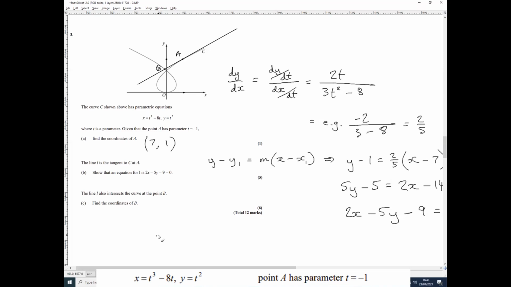I mean, the 2t over 3t squared minus 8 is the gradient of the curve. True, at any point. So how would that help us at B? Yeah, that's what I'm trying to figure out. I'm not saying it couldn't, but it's not where I'm going with this. Okay, then I'm not sure.